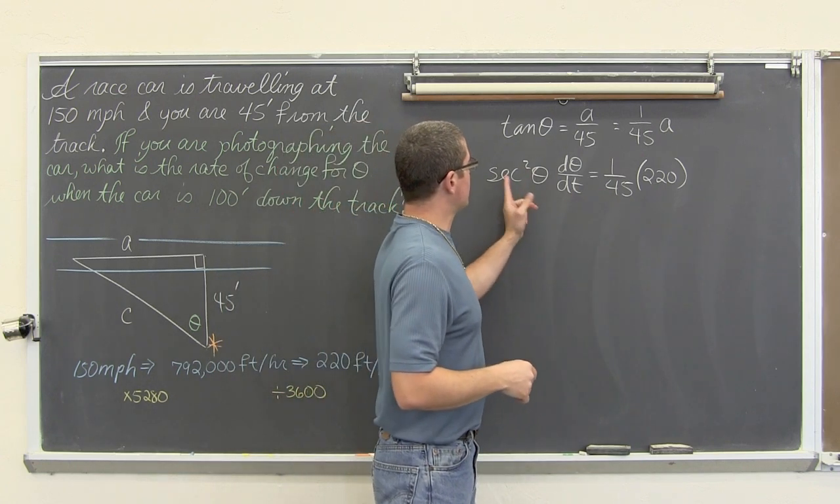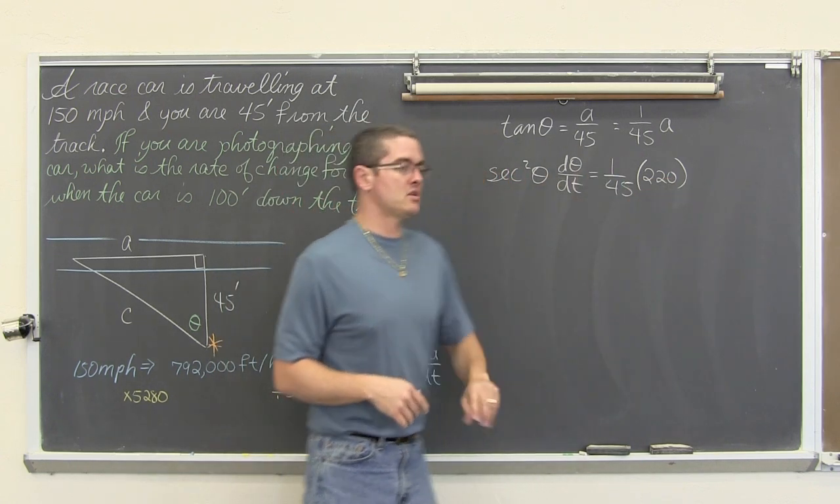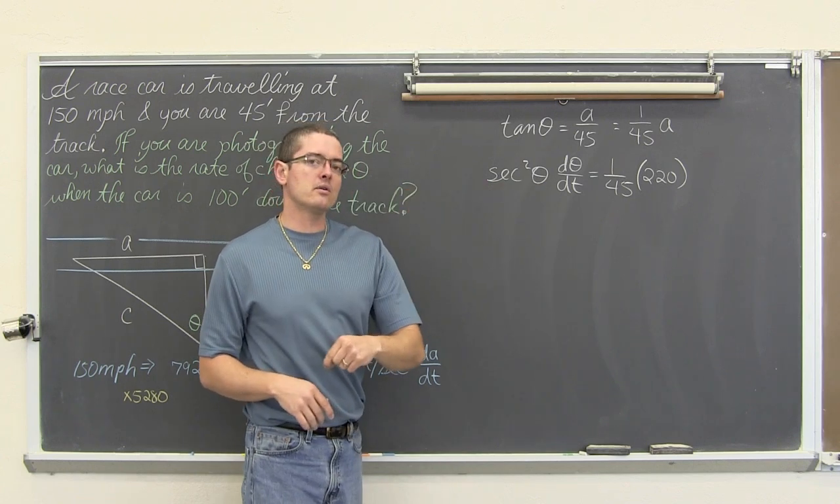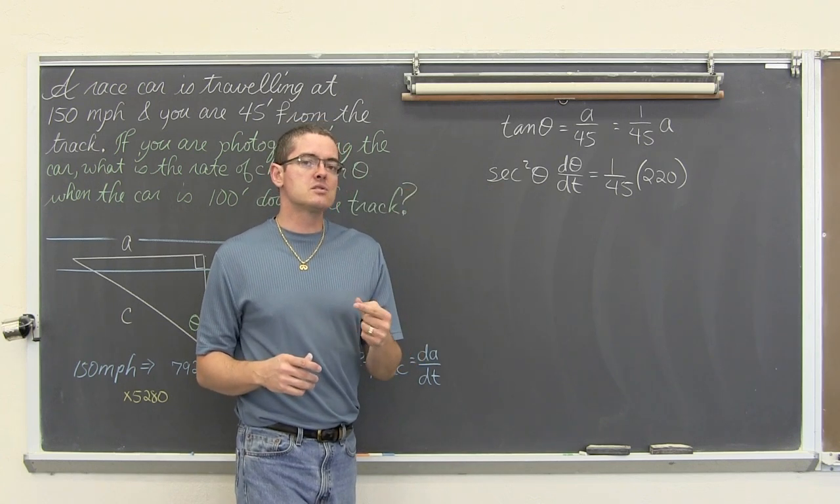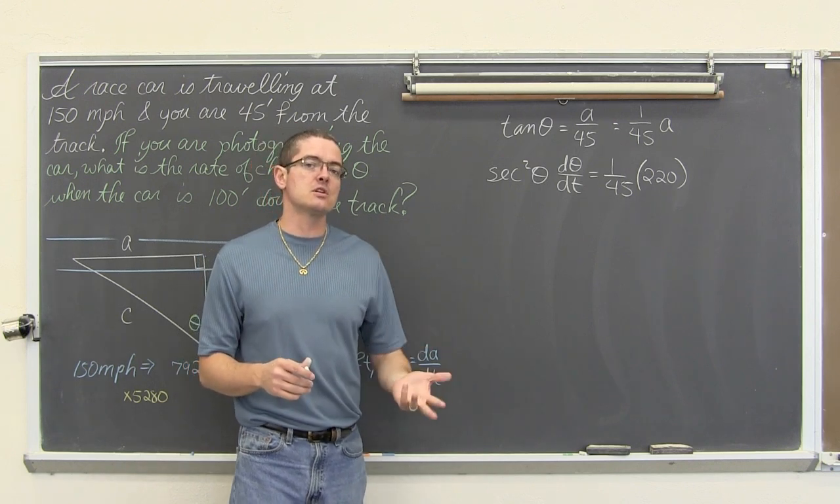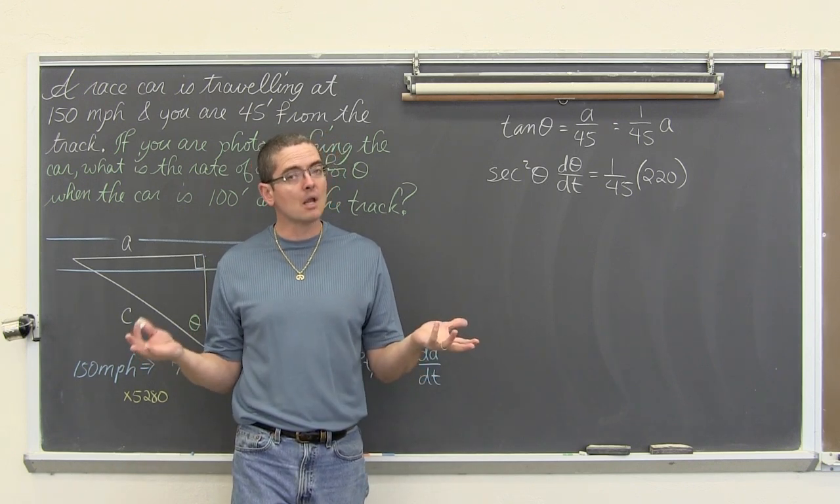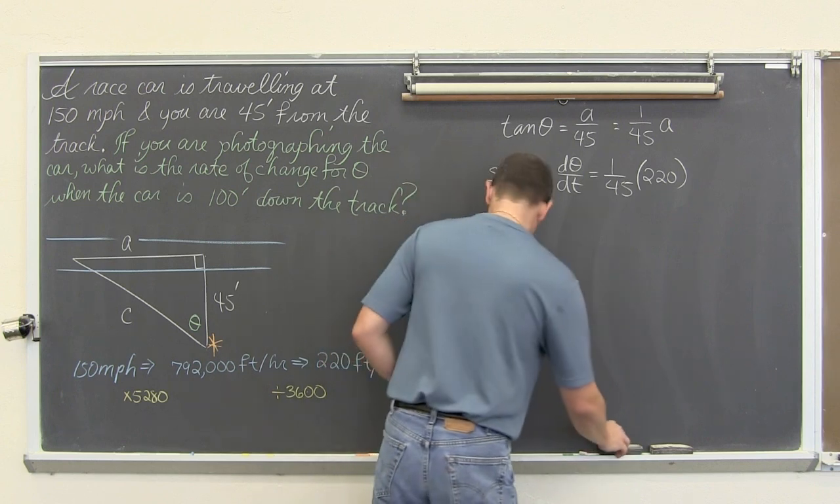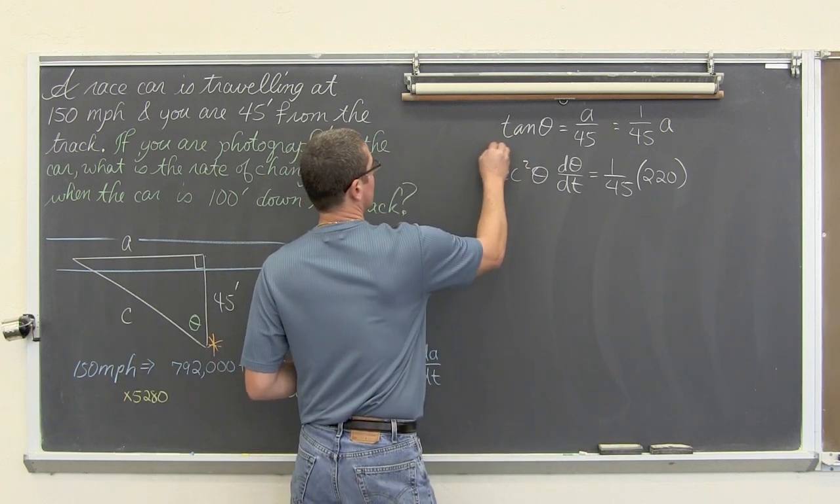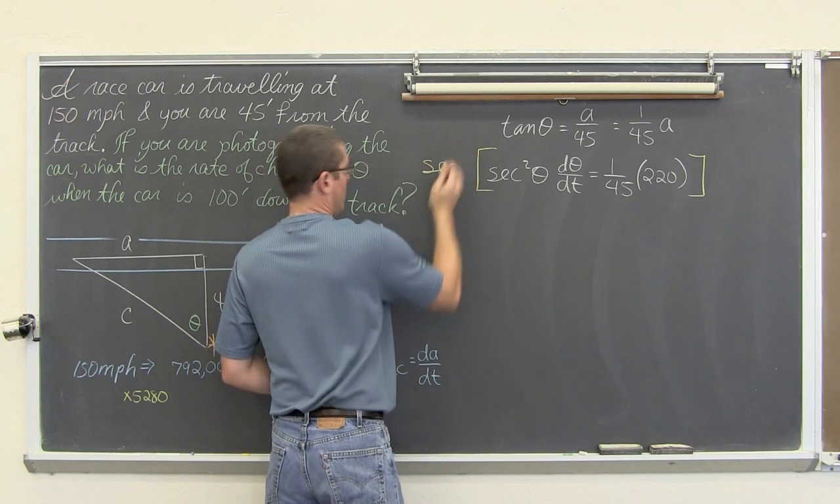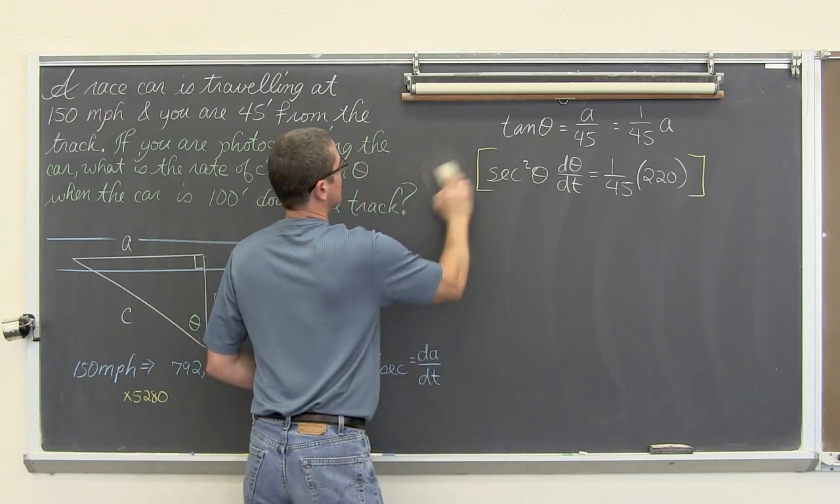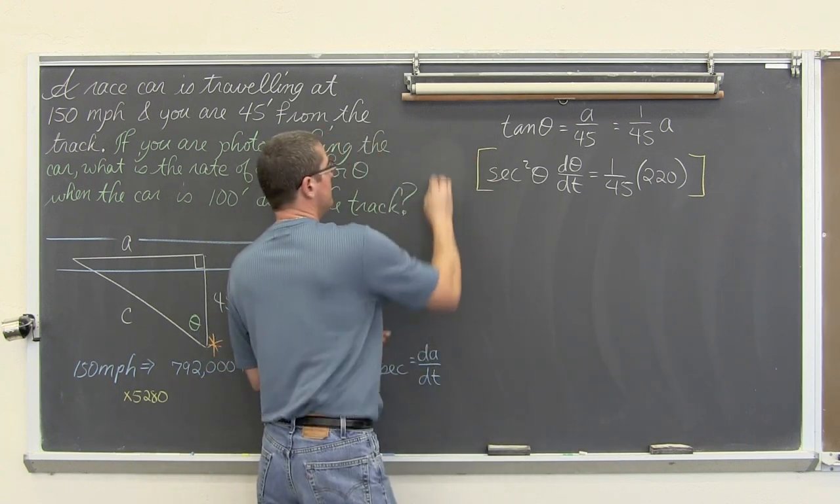So I want to get the secant squared over to the other side of the equation. Well, secant squared is 1 over cosine squared. So if I want to undo a division by cosine squared, I want to multiply by cosine squared. So we're going to multiply both sides of the equation by cosine squared.